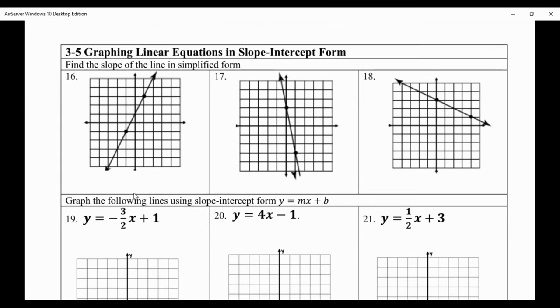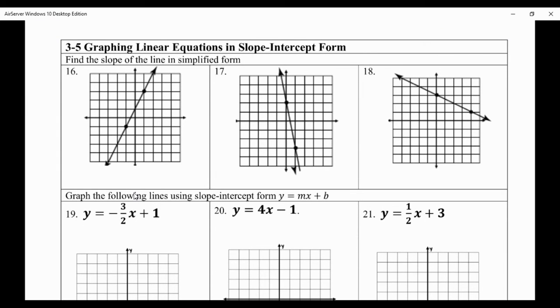The next thing we worked on was finding the slope of a line. So I like to first determine the sign of the slope. Is it an increasing line with a positive slope or a decreasing line with a negative slope? This line is increasing, so we're going to get a positive slope. We want to find the rise over run from one point to the other.